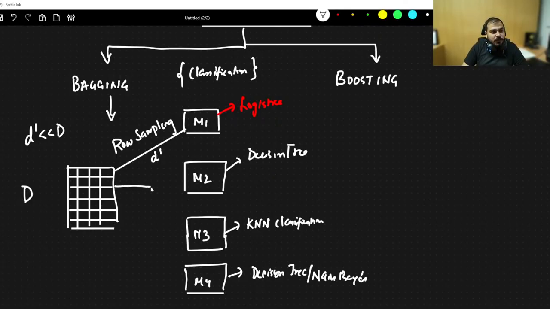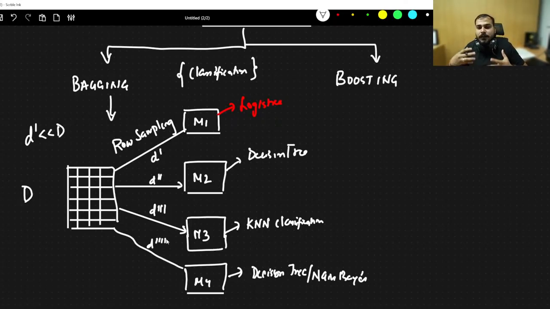Then I'm going to give this specific model M2 another row sampling, sampling some of the rows and giving it to model 2. And again, remember, some of the rows may get repeated from this D dash to the next D double dash. Similarly, I will do row sampling and give it to the next models, and I may have D triple dash and D four dash. So different rows, different data points. When I say row sampling, basically I'm talking about data points. I will give them to separate models, and each model will train.